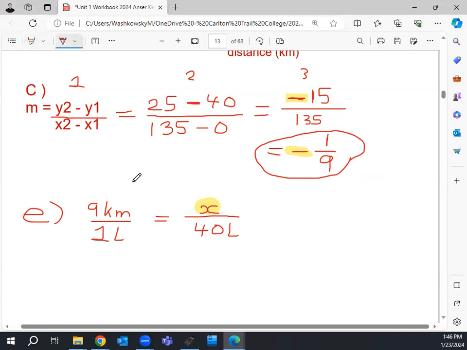You could either use algebra, which would mean I need to get rid of this 40 liters, right? So you do the opposite. Right now it's being divided by 40 liters, so you'd multiply. What's the technique where you do your hands?